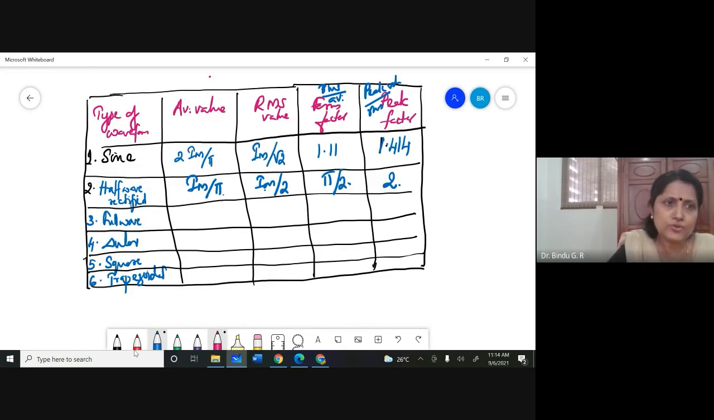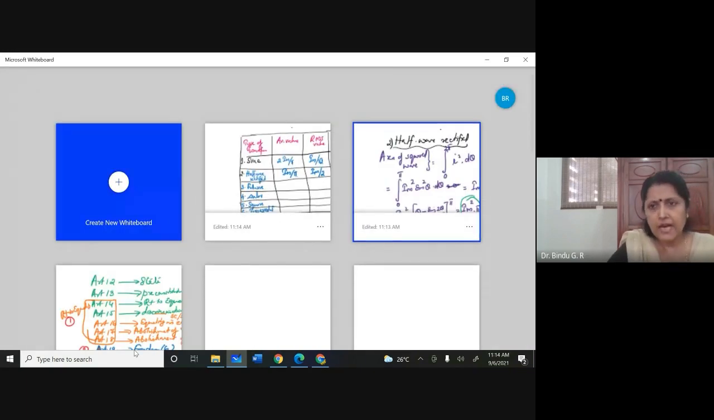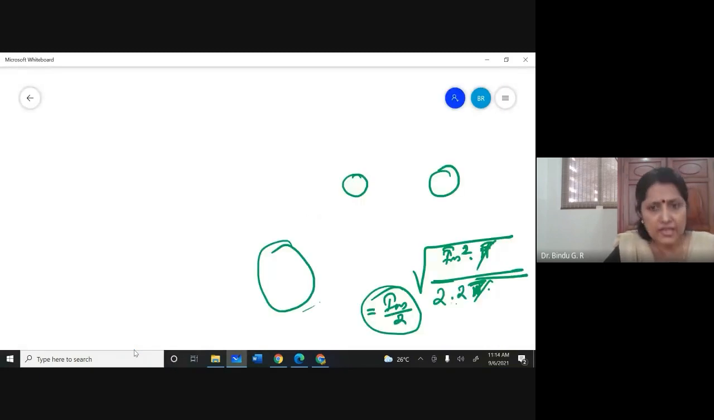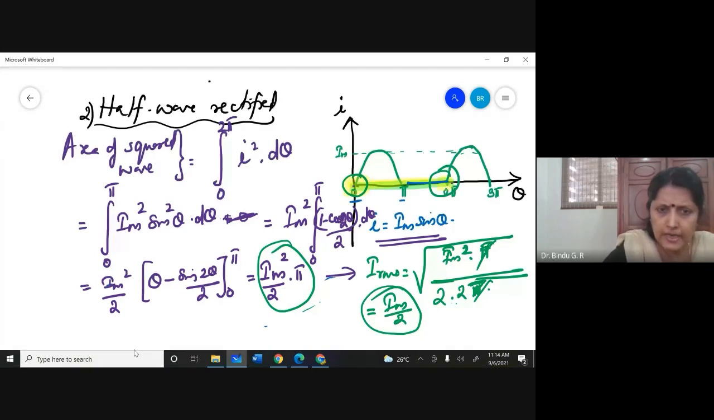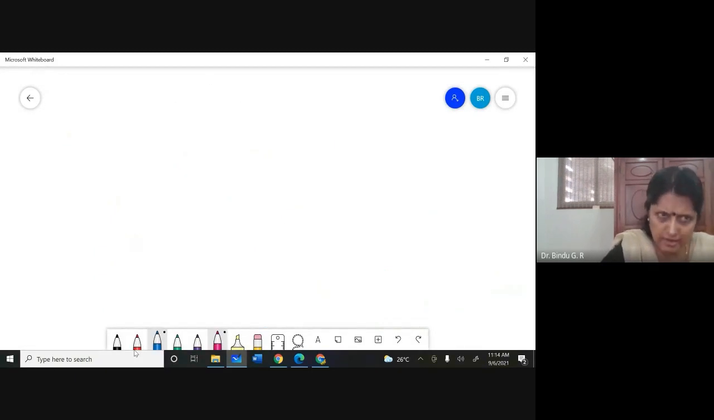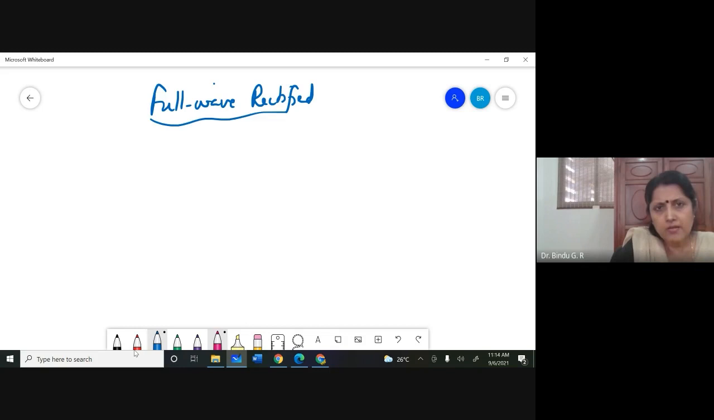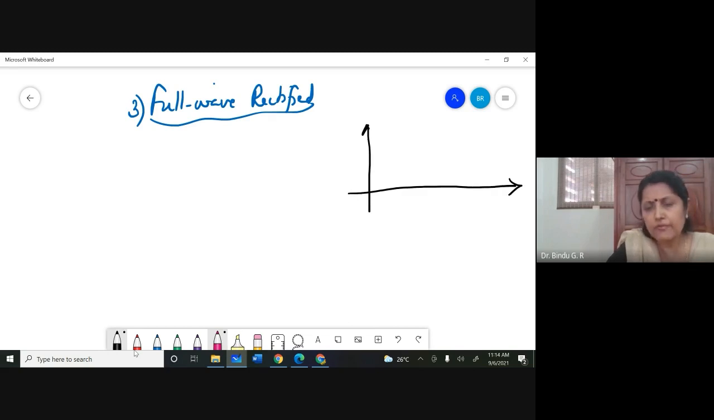Now you go to the full wave rectified wave. I hope you are understanding. At any point in time, if you find it difficult to understand, I want any one of you to just interrupt and tell me. Now I'm going to the full wave rectified wave. The output of a full wave rectifier will look like this.